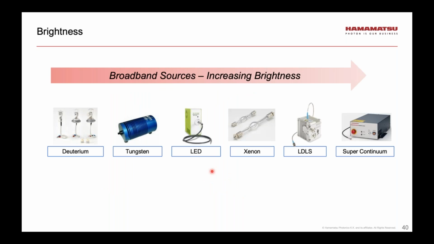So it's now time to compare our source to other sources. And so here is the sequence in increasing brightness. And so you can see that LDLS is brighter than all the sources on the left-hand side: deuterium lamp, tungsten, LED, xenon. The only source that competes in the brightness area is the supercontinuum.